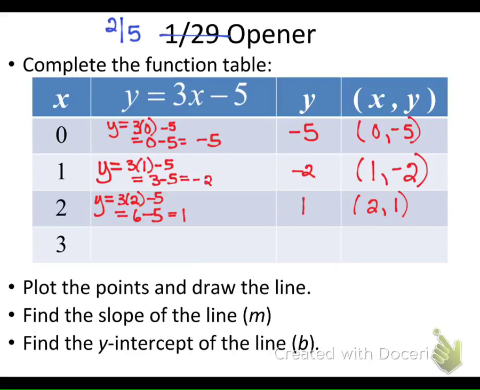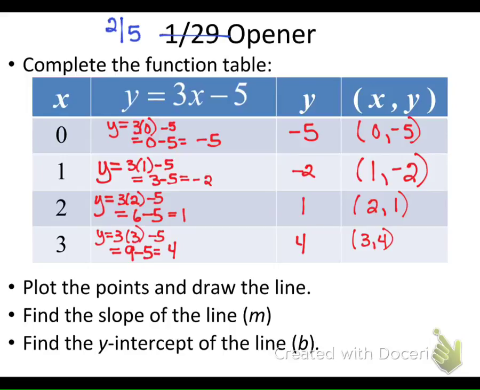Okay, my last one here, my input number is what? 3. So 3 times 3 minus 5. So 3 times 3, 9 minus 5. Okay, so my output is 4. So my ordered pair is? Good.